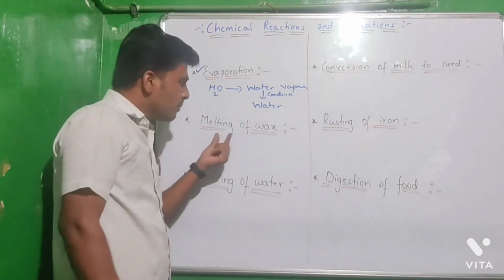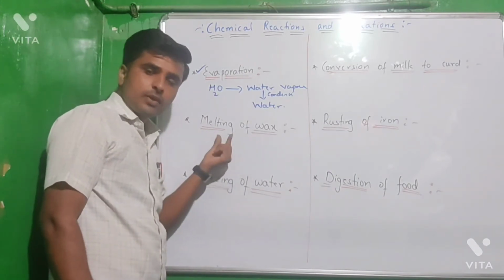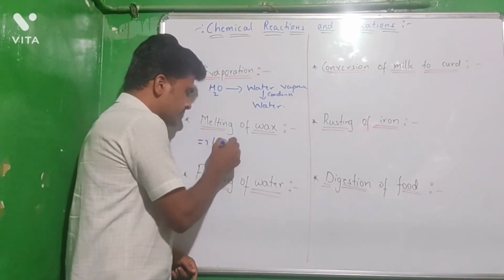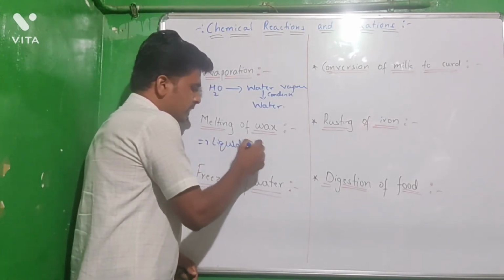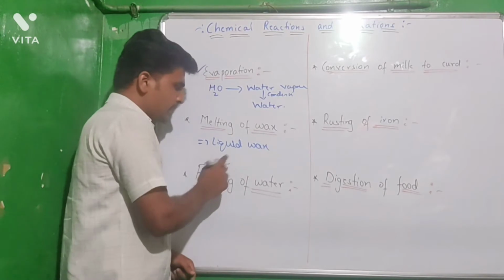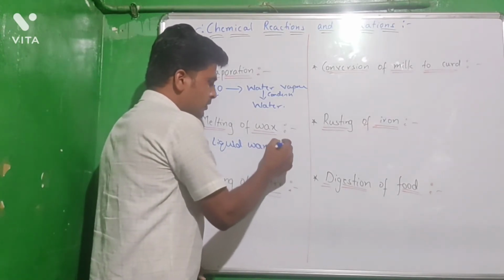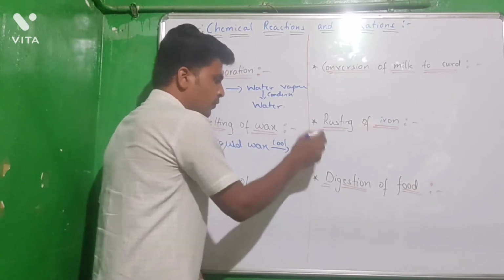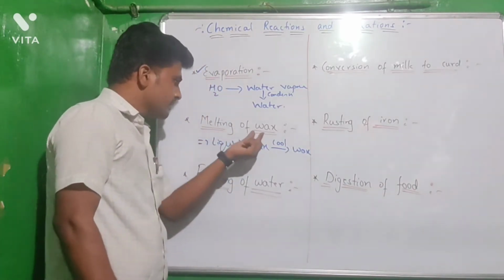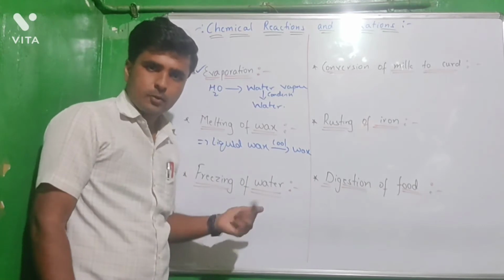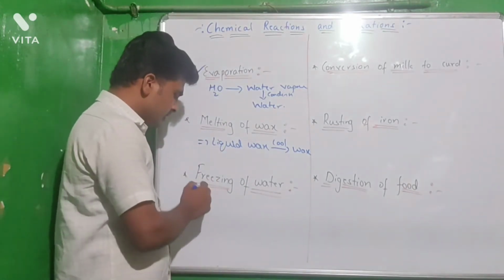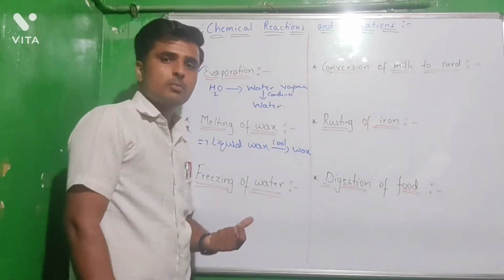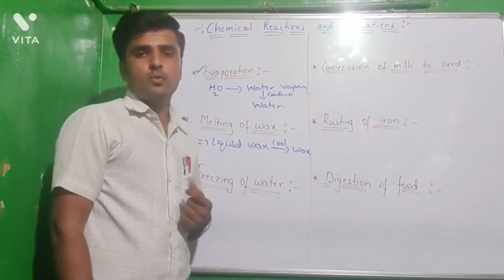If we melt the candle or the wax, we get the liquid wax. Again cool the wax, what will happen? Again we get the solid wax. From wax we get wax. Again consider the next example, the freezing of water. Freezing of water means cooling of water.